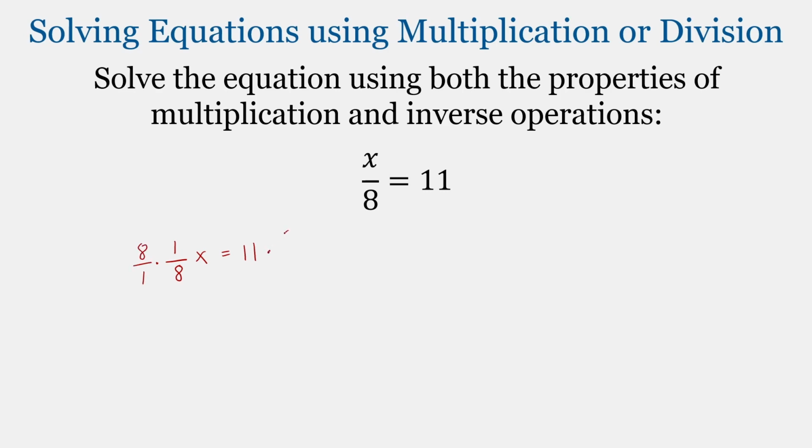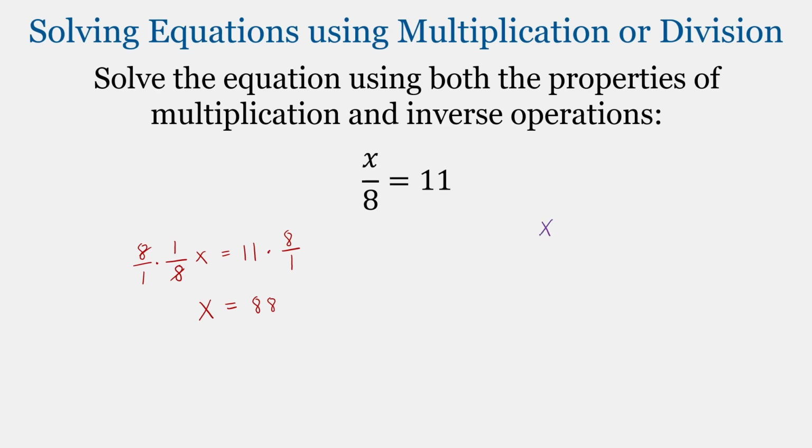What we do to one side, we have to do to the other. So we'll multiply both sides by 8 over 1, or 8. These will cancel out. That leaves us with 1x. So we have x equal to 11 times 8 is 88.